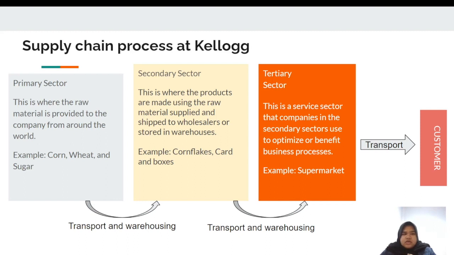The stage from the primary sector to the secondary sector includes transport and warehousing. And the next one, from the secondary sector to the tertiary sector, is the same: there are transport and warehousing. The tertiary sector is a service sector that companies in the secondary sector use to optimize or benefit business processes. For example, in the tertiary sector is the supermarket, and from the supermarket we have transport to the customer.